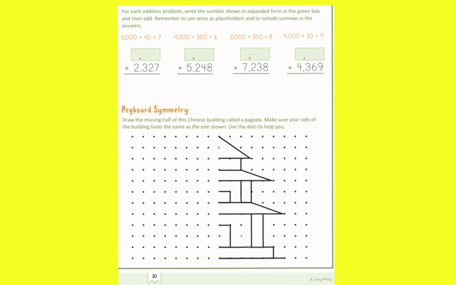Okay, on this part, up at the top, it says, for each addition problem, write the number shown in expanded form in the green box and then add. Remember to use zeros as placeholders and to include commas in the answers. So you're going to take the expanded form. You're going to write that number in standard form in the green box, and then you're going to add it to the number that's already given. Be sure that you line up your place values so that it makes adding easier. Then you'll write your answer down below. Push pause and do that now.